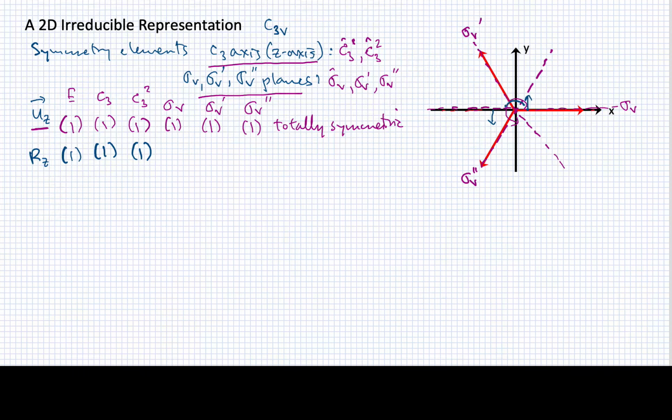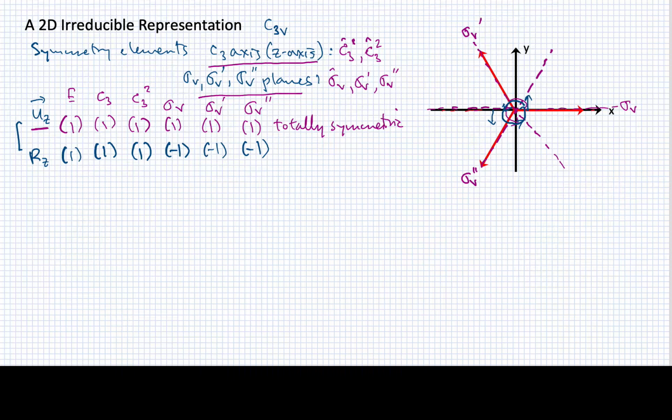If I think of this just as a loop with a particular sense of rotation, each of the planes will reverse that sense of rotation. So all of these three will have the effect of anti-symmetrizing the rotation. All right, so this leads to a different irreducible representation. But in both of these cases, I still have a one-dimensional irreducible representation.